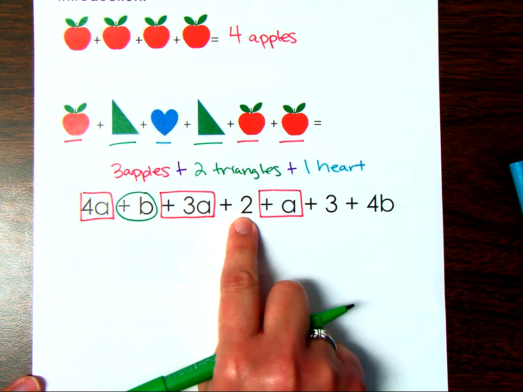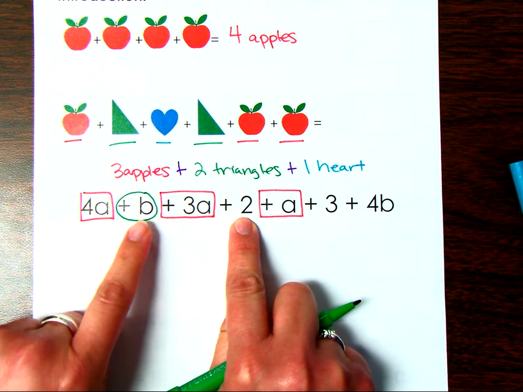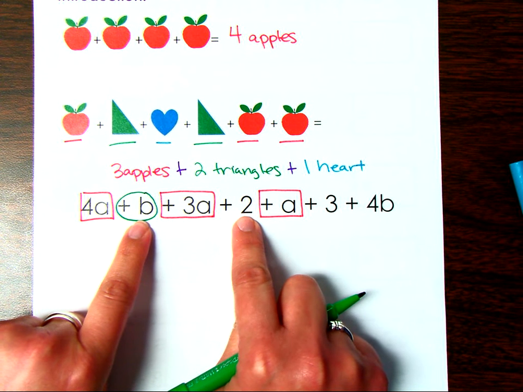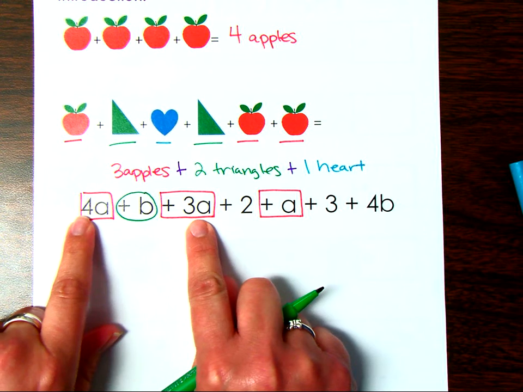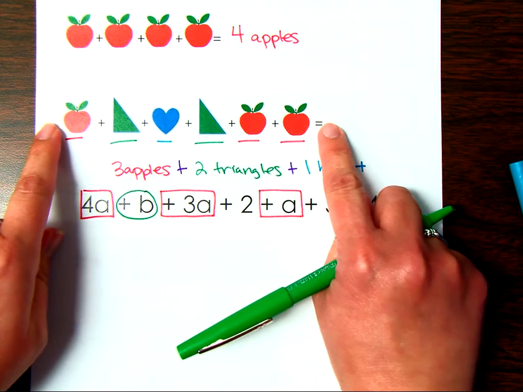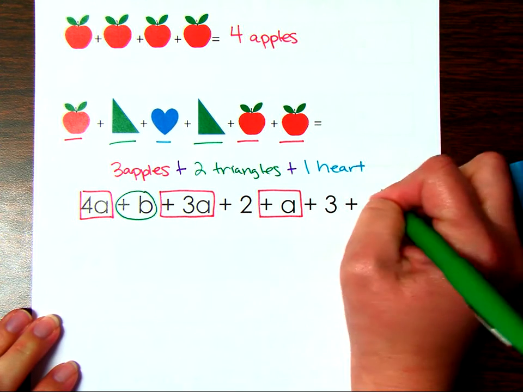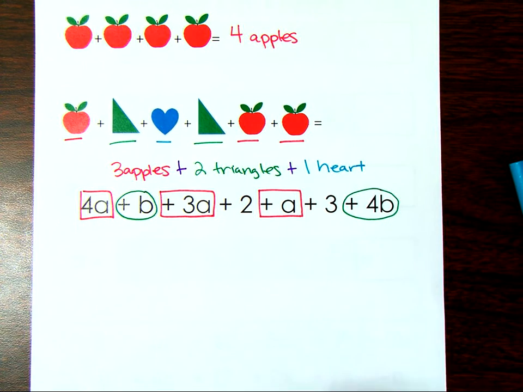Well, I can't put a 2 with the A's, and I can't put a 2 with the B's because a 2 is just that constant. That's just that number itself. I can only put the A's with the A's and the B's with the B's. Again, think about that to help you out. So I'm going to circle my B's.